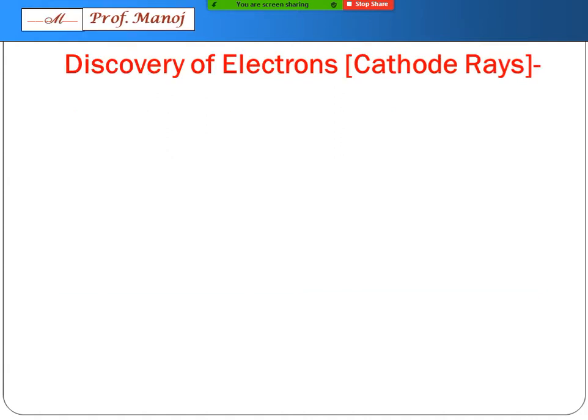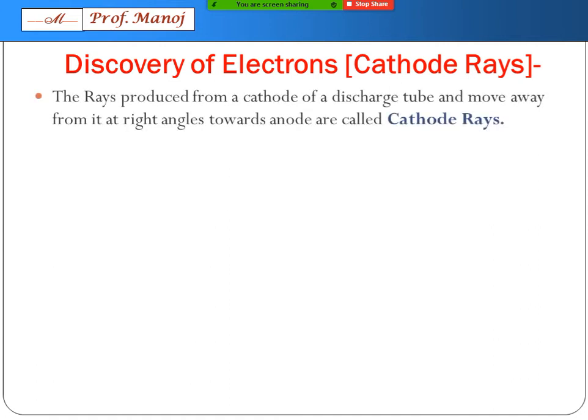Now, how these particles were discovered historically. The oldest discovery is the discovery of electrons, which took place through the discovery of cathode rays. The cathode rays are produced from the cathode of a discharge tube, and they move away from the cathode at right angle. That is why they are called cathode rays.